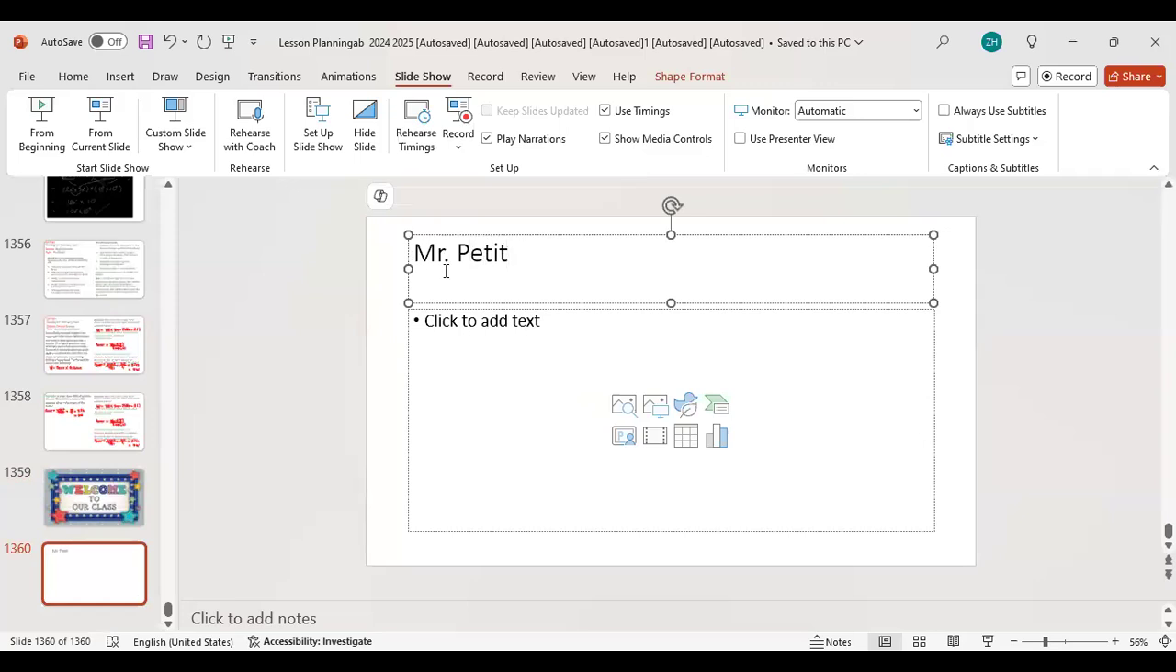Today is Wednesday, the 12th of February, 2025. The subject is, of course, mathematics.